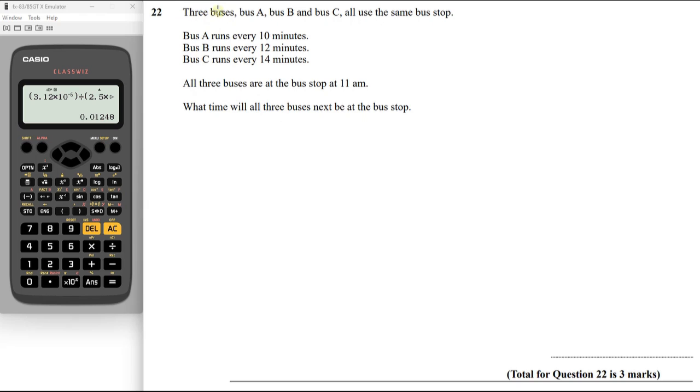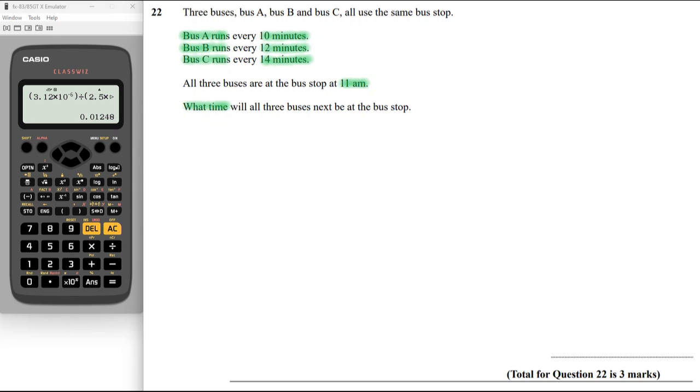Question 22. 3 buses, A, B and C, all use the same bus stop. Bus A runs every 10 minutes. Bus B runs every 12 minutes. And bus C runs every 14 minutes. All 3 buses are at the bus stop at 11 a.m. What time will all 3 buses be at the bus stop again?